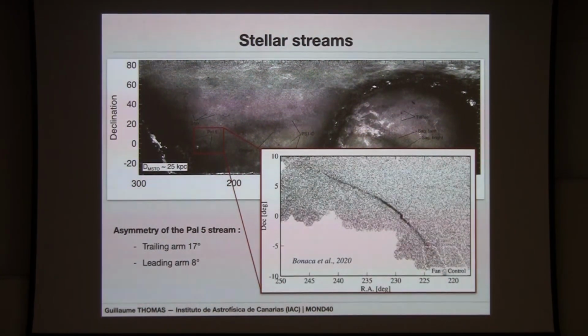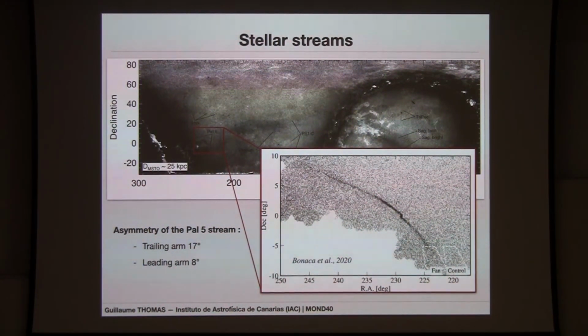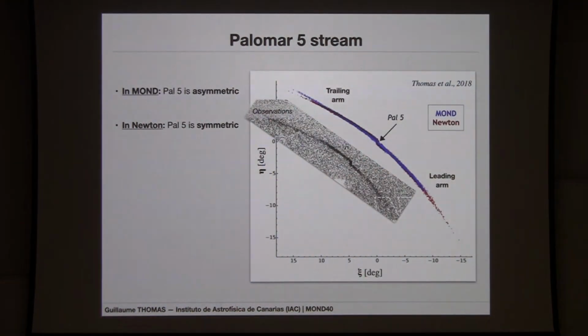And actually, if you zoom in, you see that it's clearly visible compared to the background. It is normal, this is the stream with the highest contrast towards the background, even higher than the Sagittarius one. And so what you can clearly see in this picture is that not only is Palomar 5 really bright, but it's also asymmetric. You see that the leading tail here is shorter than the trailing arm by a factor of almost 2.